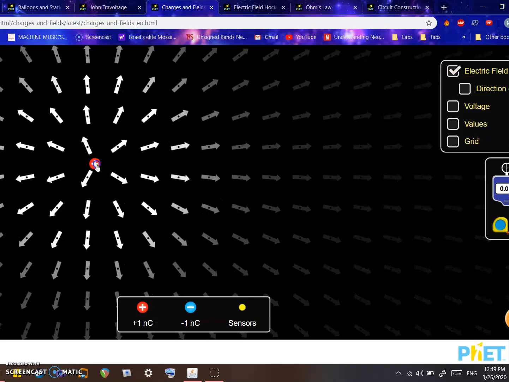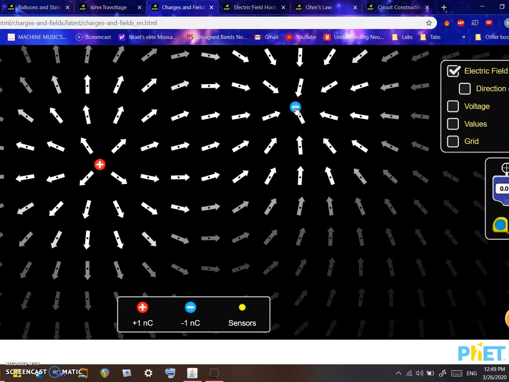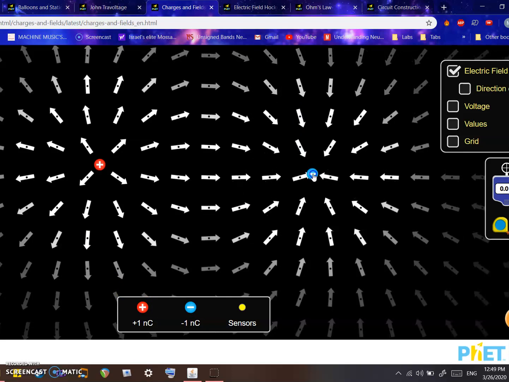One other thing before we move on is we could put more than one charge in a region, and we can see how those electric fields interact. So look at this. What we're seeing is that the electric field lines move away from the positive, right, and they move into the negative. So we're distorting the electric field in the space, and essentially seeing how they superimpose on one another.